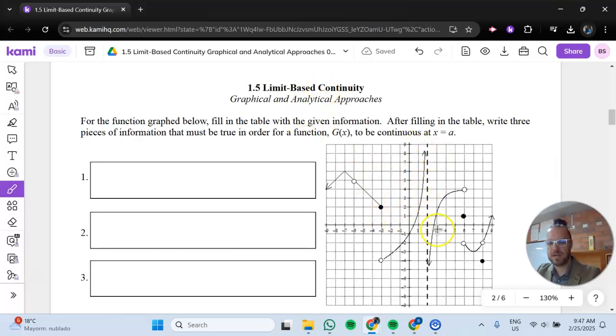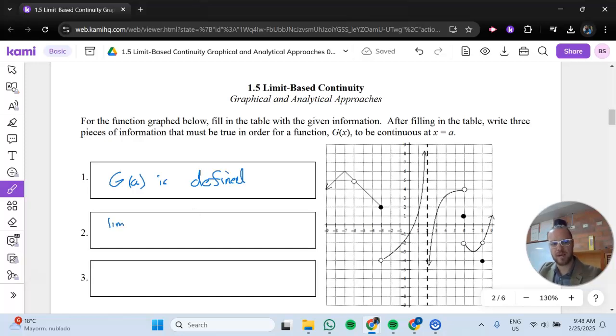So we've got a function here, a piecewise function, obviously. And what we want to do is figure out three different things to determine whether this function is going to be continuous at a, where a is any value of x. So the first thing that we need to know is that g of a is defined. Because if the function doesn't exist, well, then it can't be continuous.